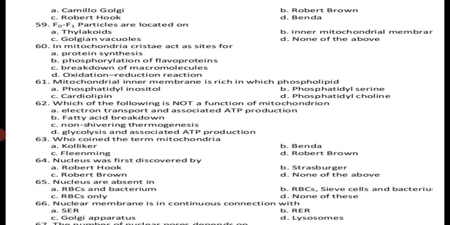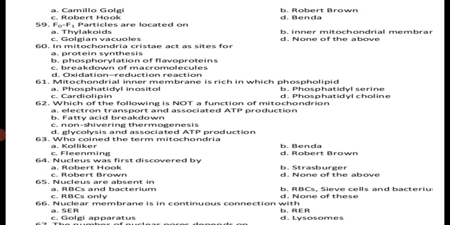Option C, that is Robert Hooke. He observed a cork cell through his microscope. Robert Hooke was the first to visualize microorganisms. Option D, that is Benda. Carl Benda first used crystal violet as a specific stain for the observation of a cell, and Carl Benda was one of the microbiologists to use a microscope in studying the internal structure of cells.